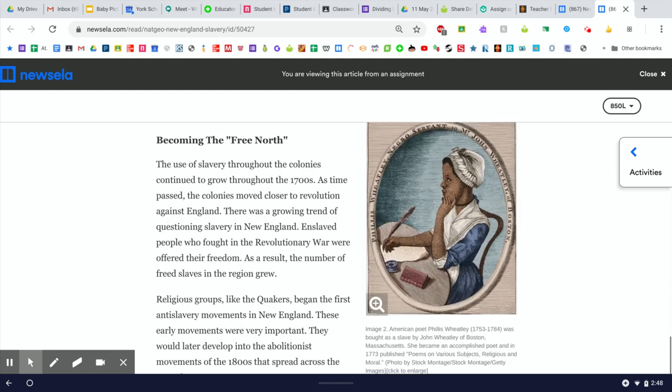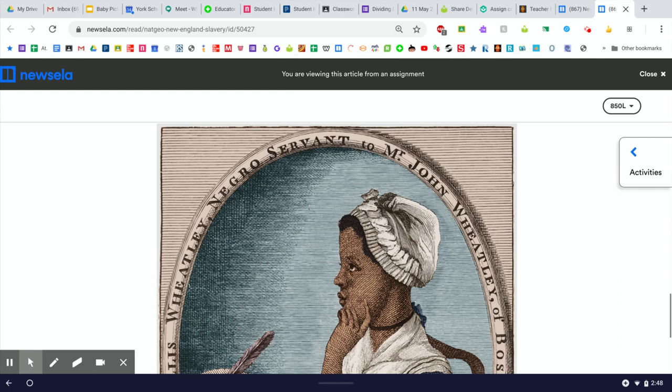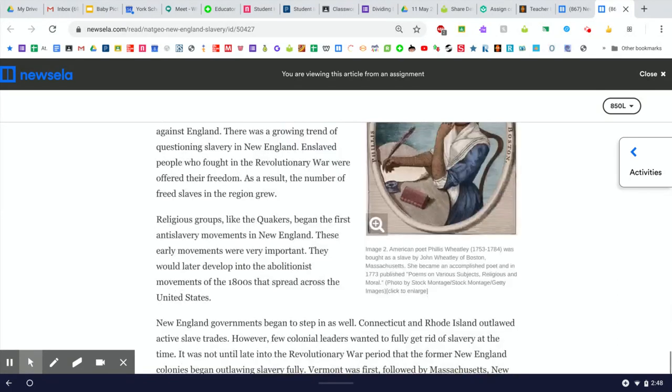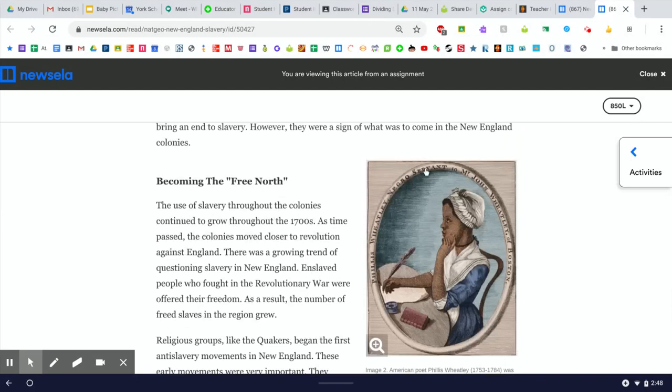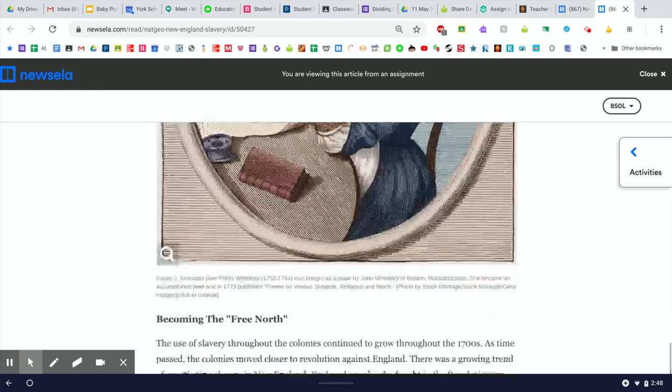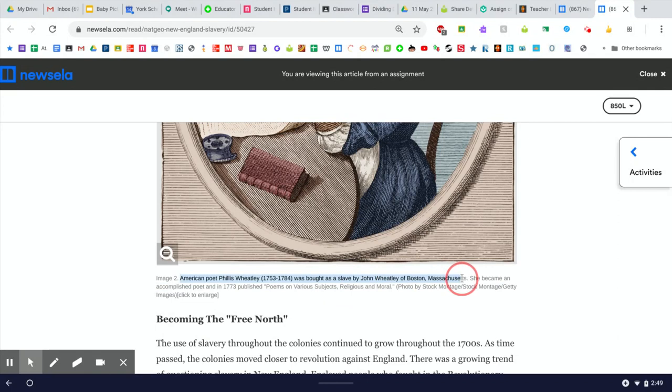And here's our final image. It's an image that some of you might recognize. There she is. It says around the edge, Phyllis Wheatley, Negro servant to Mr. John Wheatley of Boston. And the caption says, American poet Phyllis Wheatley, who lived from 1753 to 1784, was bought as a slave by John Wheatley of Boston, Massachusetts. She became an accomplished poet. In 1773, she published Poems on Various Subjects, Religious and Moral.